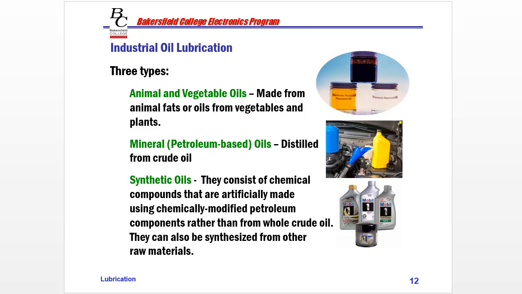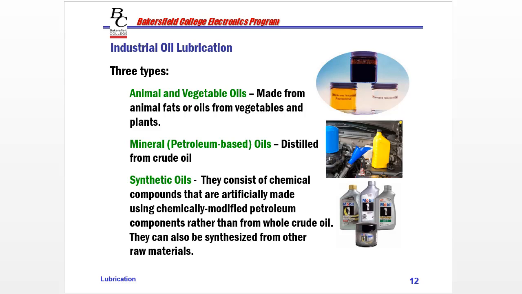There are three main types of oil or lubrication that we use in industry. Animal and vegetable oils, so they're made from animal fats or oils from vegetables and plants. Mineral oils, which are petroleum-based oils, so they're distilled from crude oil that comes up out of the ground. We're famous in the Kern River and Kern County, in the West Valley, the Midway Sunset, Taft, Maricopa area for our petroleum-based crude that comes out of the ground.